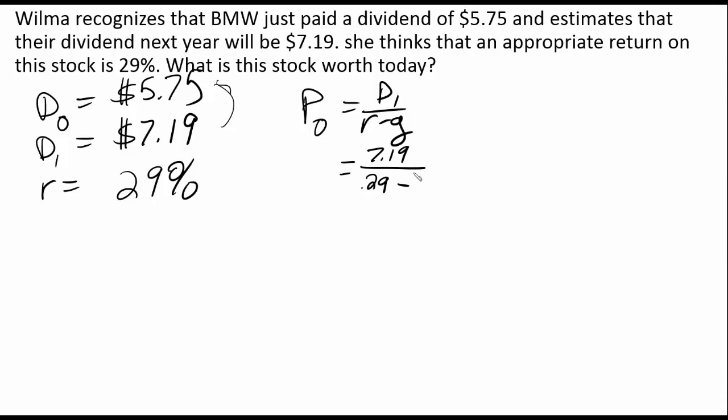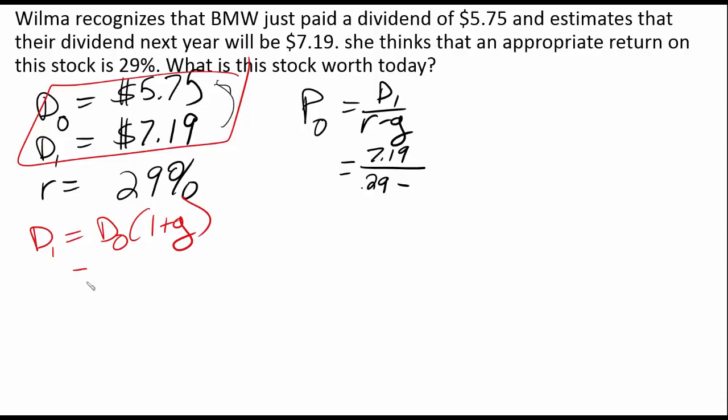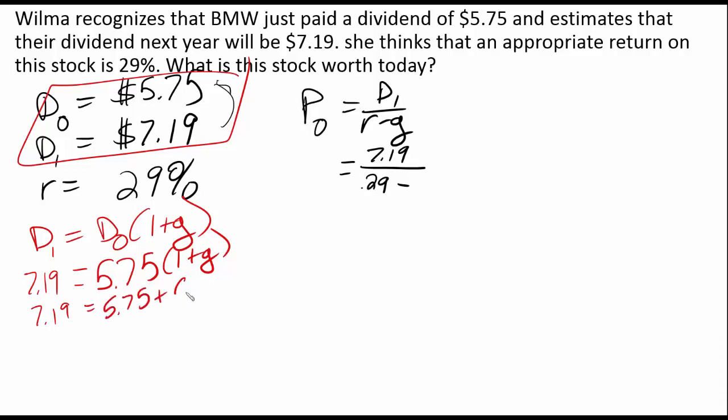Well, we can find that through the expected change in dividends between now and 1 year from now, right? That is an estimate between the 7.19 and the 5.75. So we know that D1 is equal to D0 multiplied by 1 plus G. D0 is going to be 5.75, and D1 is 7.19, which equals 5.75 multiplied by 1 plus G. And then we multiply that through. So we have the 5.75 plus 5.75G.